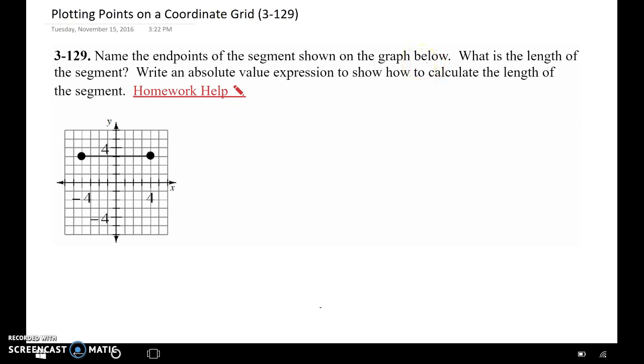Alright, what segment are we talking about? I believe it's this guy right here. So these are our endpoints. This is our segment. Perfect. So we're going to name these guys, okay?